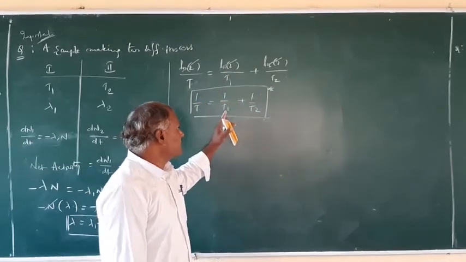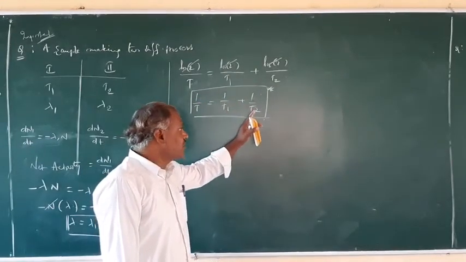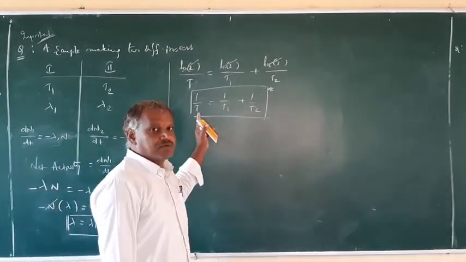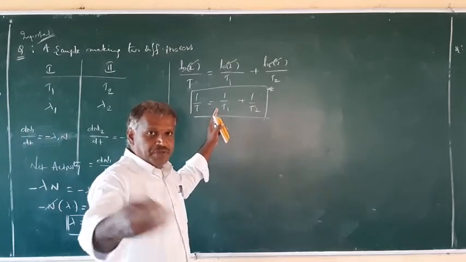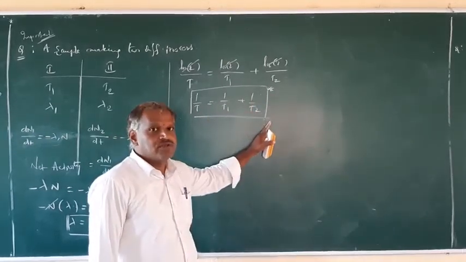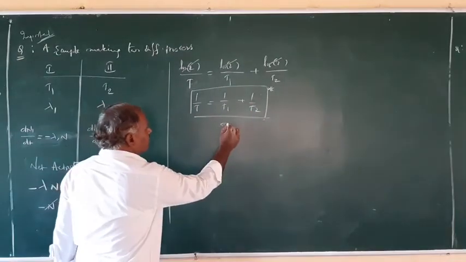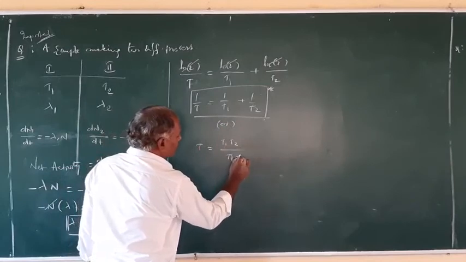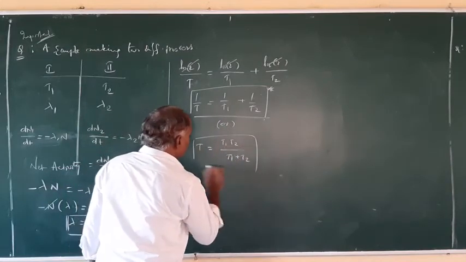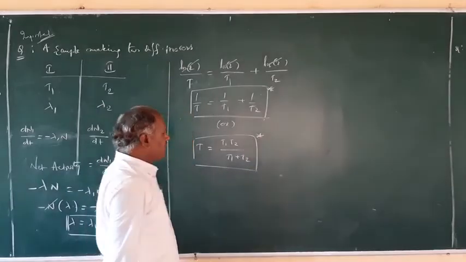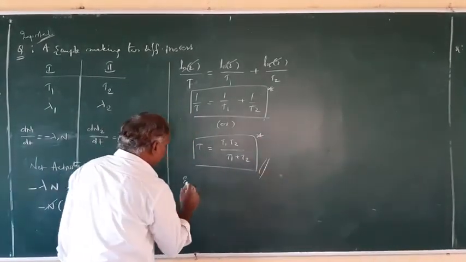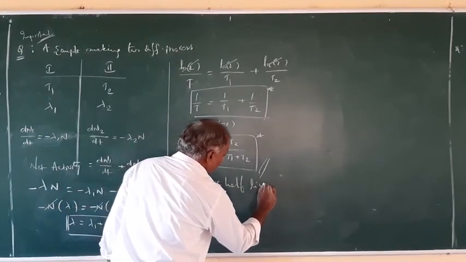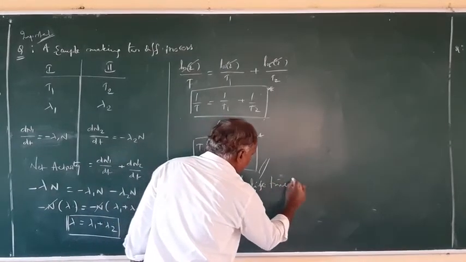In the first process the half-life is T1, in the second process T2, then the resultant half-life time period for the combination of both is this capital T. So we can use this equation. If there are three processes, plus 1 by T3, so like that it can be extended. So T is equal to T1 T2 upon T1 plus T2. This is the resultant, the effective half-life time period of the sample.